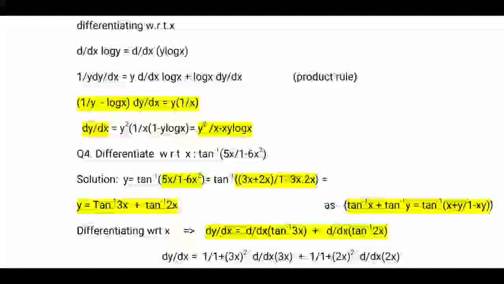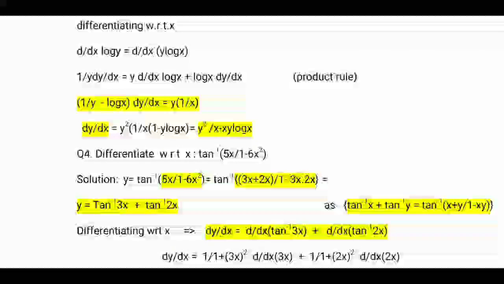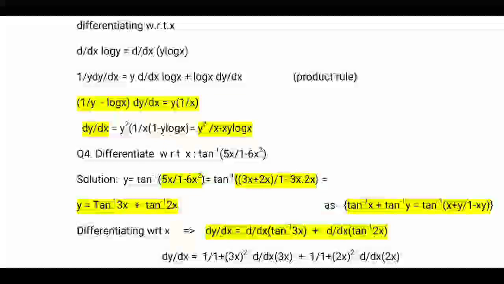now taking the dy upon dx term one side and the remaining term other side. So we get 1 upon y minus log x into dy upon dx is equal to y into 1 upon x. So dy upon dx is equal to, now solving this, we get y upon x whole upon 1 upon y minus log x. So solving, we get y square whole upon x minus xy log x. This is the result.